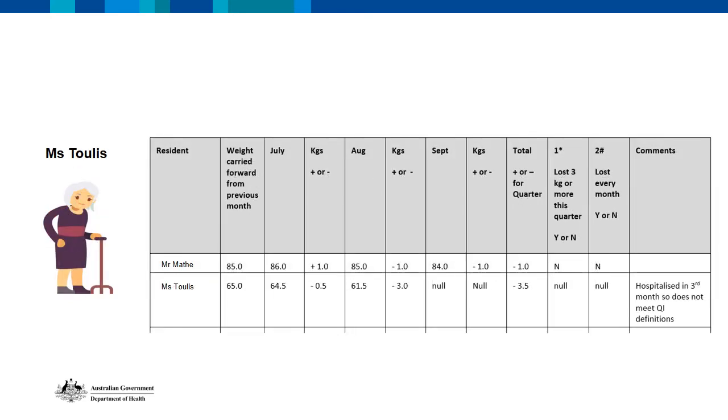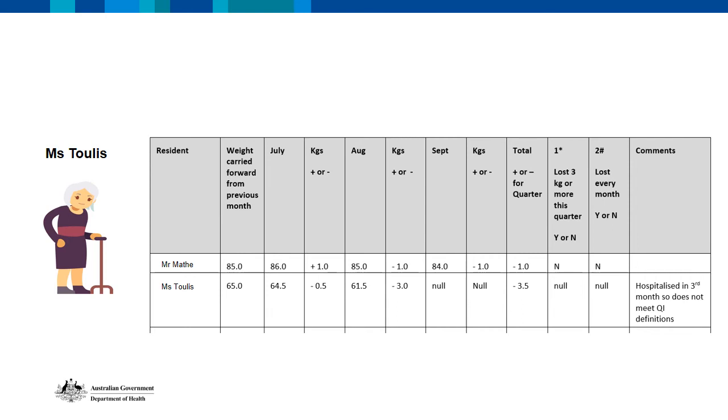Our fifth care recipient, Ms. Toulis, was present for the first 2 weight assessments, but missed the third weight assessment as she was admitted to hospital at this time. Ms. Toulis's weight at final weigh last quarter was 65 kilograms. She lost 0.5 kilograms in the first weigh this quarter and another 3 kilograms in the second weigh this quarter.